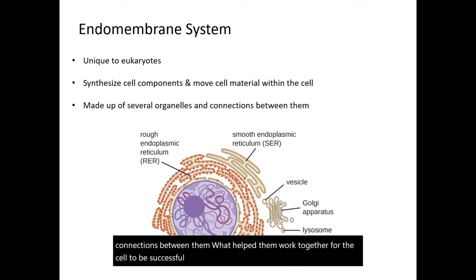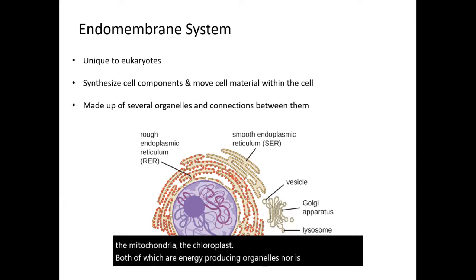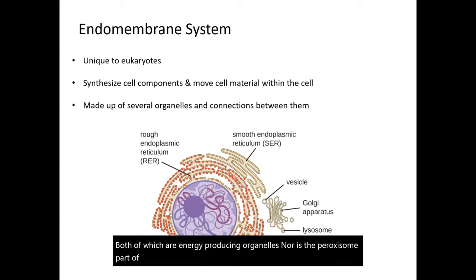Some of the organelles that make up the endomembrane system are the nucleus, the endoplasmic reticulum, both the rough ER and the smooth ER, the Golgi, and the lysosome. Not part of the endomembrane system are the mitochondria and the chloroplast, both of which are energy-producing organelles, nor is the peroxisome part of the endomembrane system, but pretty much everything else is.